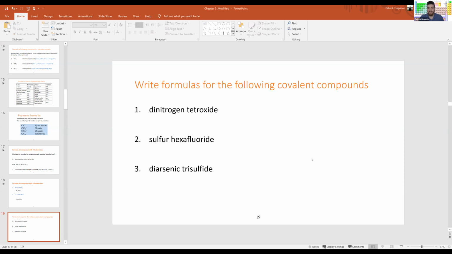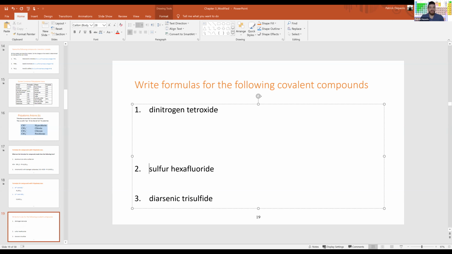Now prefixes. Oh, these slides suck. I don't like these slides at all. So prefixes, I'm gonna write them down here. So you have mono, di, tri, tetra, penta, and then hexa, and then it just keeps going.